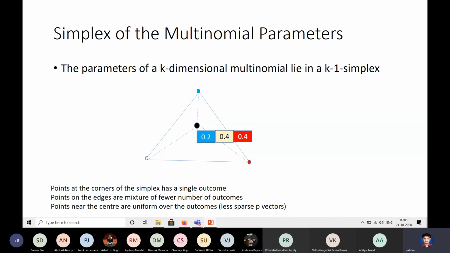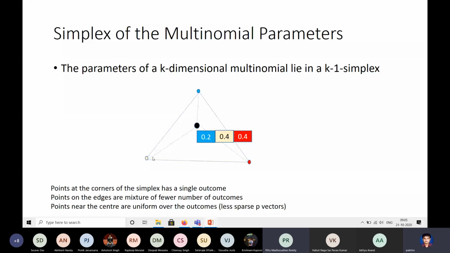And actually, because they add up to 1, they cannot lie anywhere in the 3-dimensional space. They have to lie in a particular region of the 3-dimensional space because they add up to 1. So that region you can think of like this. Instead of a standard Cartesian coordinate system, think of it something like this.